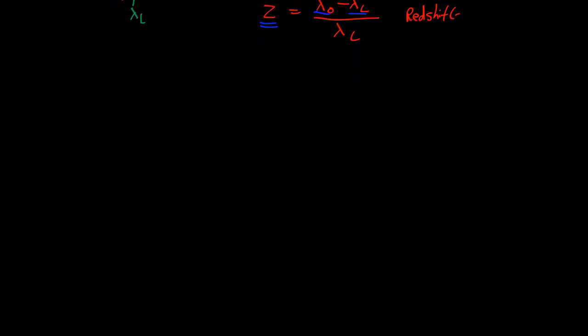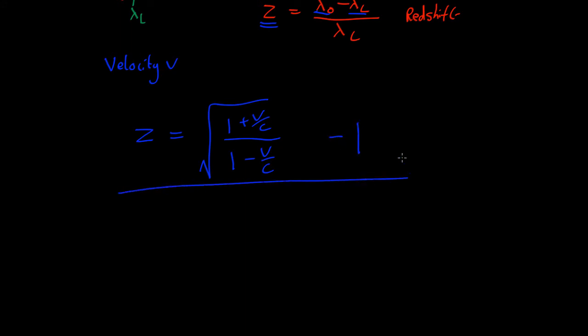But how does that tell you the velocity? Well, to get that, you have to use relativity. It turns out that if an object is travelling at a velocity v, then the redshift is given by the equation: the square root of (1 plus v over c, where c is the speed of light, all over 1 minus v over c), all minus 1. So that is the true relativistic equation for redshift. It all depends on the ratio of the speed of an object divided by the speed of light, where c equals the speed of light.